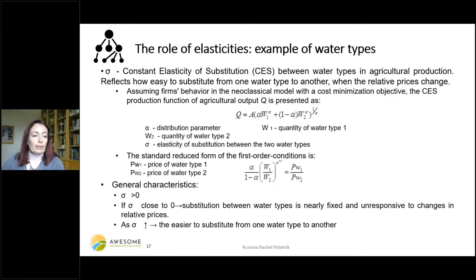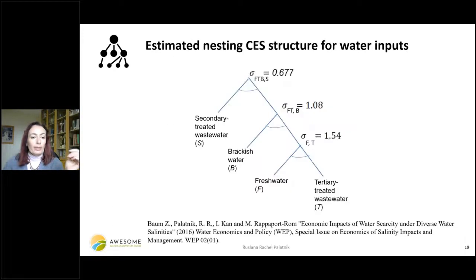If, on the other hand, sigma increases, the higher sigma, the easier it is to substitute from one water type to another. Okay? So this is something that we did in the paper with Zvi, where we estimated the elasticity of substitution between different water types for the Israeli water sector in general. But this is just to give you an example of how the elasticities work and why this is an important parameter in the functions behind the CGE models.